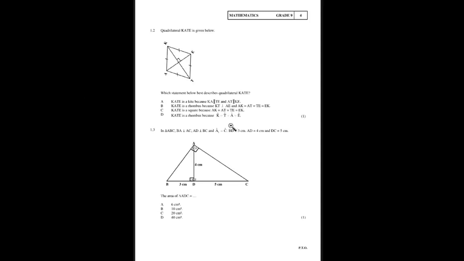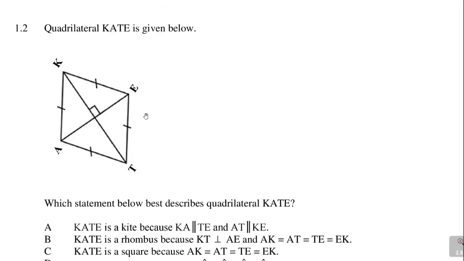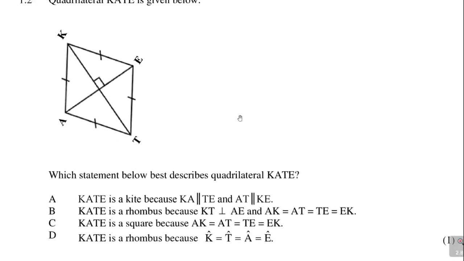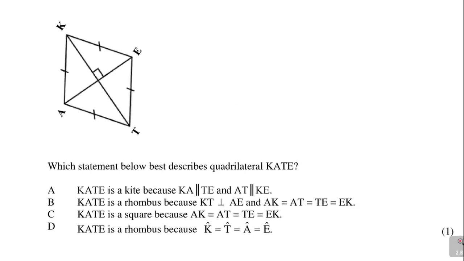Let's look at the next question. Okay, that was that. Let's look at the next question here. It says quadrilateral KATE is given below. Which statement below best describes quadrilateral KATE? But there is something that they have given us. They are telling us that these sides are equal. That is equal to that is equal to that is equal to that. So if these sides are equal and the diagonals, you see, the diagonals are perpendicular.